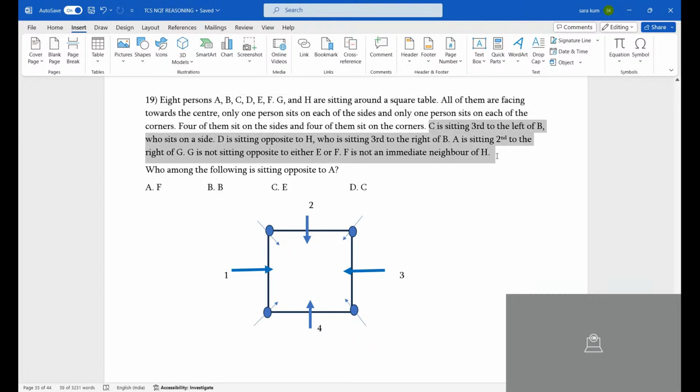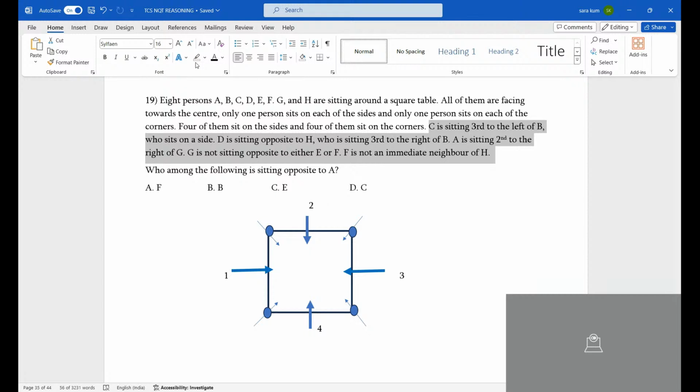Okay, I'll highlight the clues so that you can see this is where the real stuff is for this question. The answer you have to find is who among the following is opposite to A. Now, C is sitting third to the left of B. So just substitute it and see how I substitute it and change it as we go along.